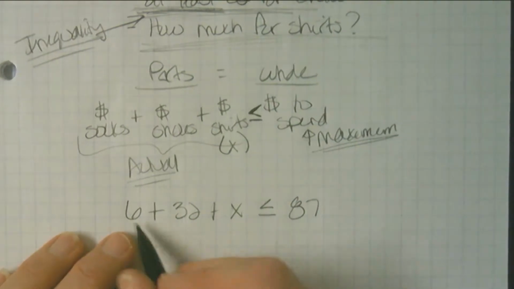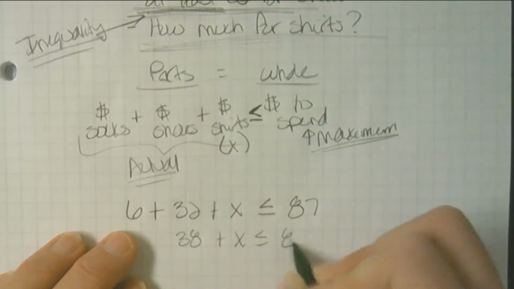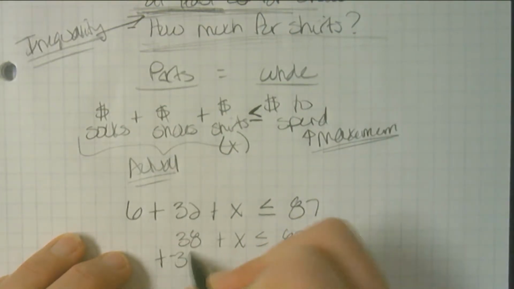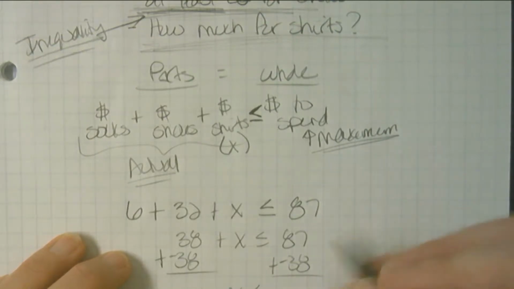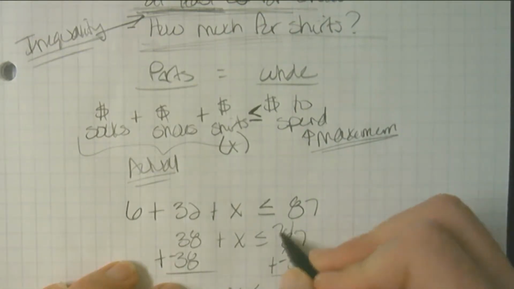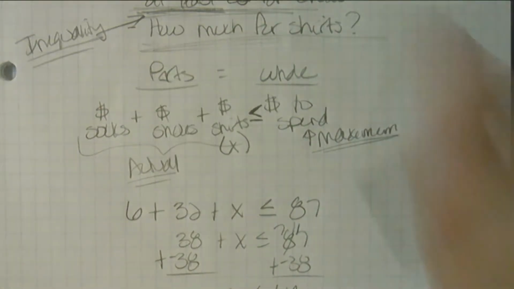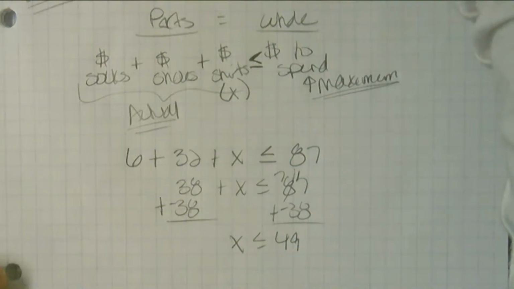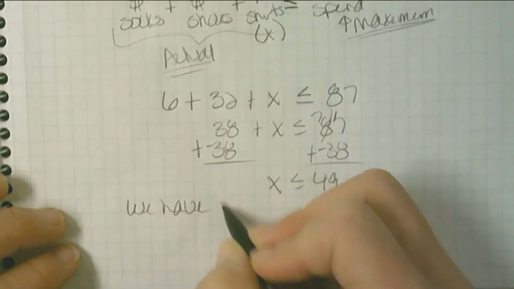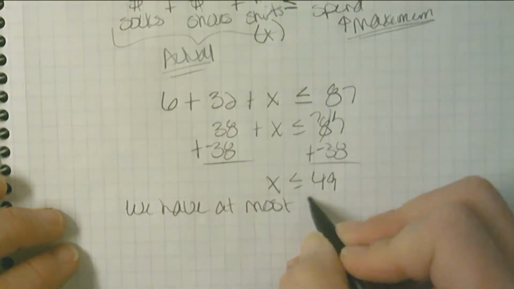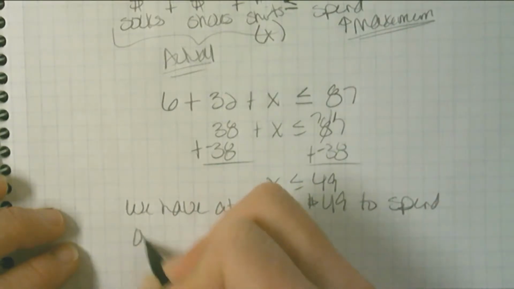All right, so now I'm just going to finish this. So this is going to be 38 plus X is less than or equal to 87. I'm going to add a negative 38 to both sides. X is less than or equal to 49. Did I do that right? All right, so we have at most $49 to spend on shirts.